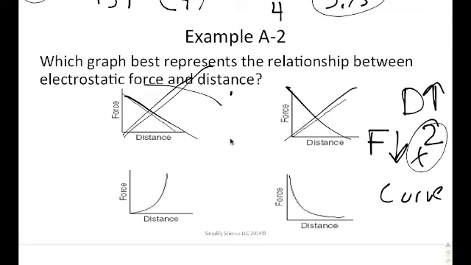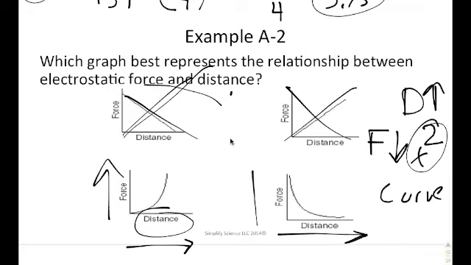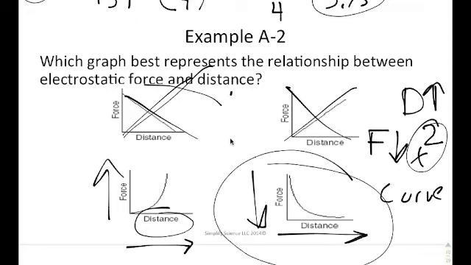Now if you look at it, this one says that as distance goes up, force goes up. And that's the exact opposite of what happens. As distance goes up, force goes down. So this is the correct graph. You need to understand the relationship between all of these variables.